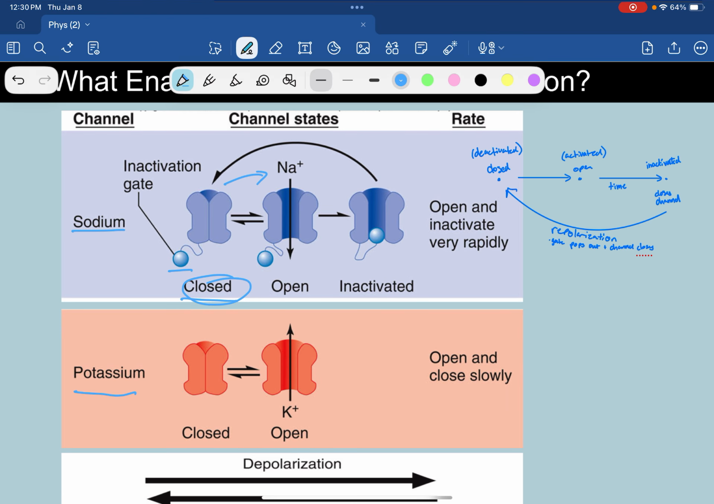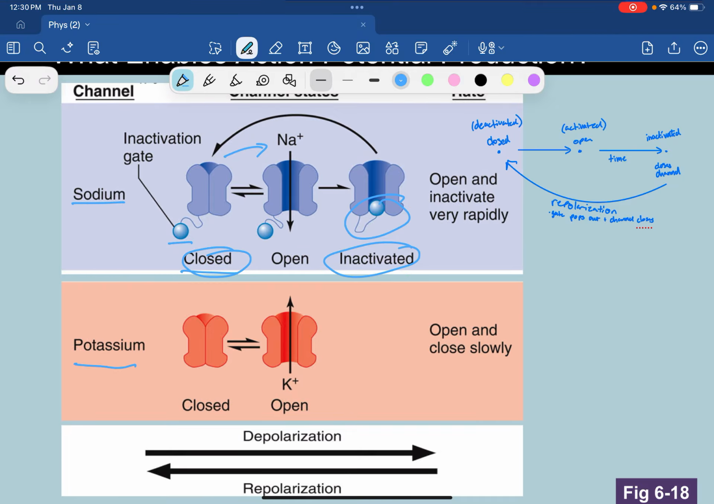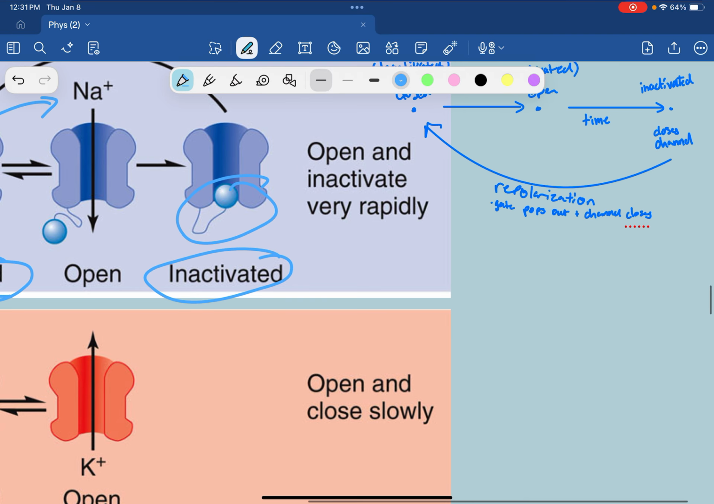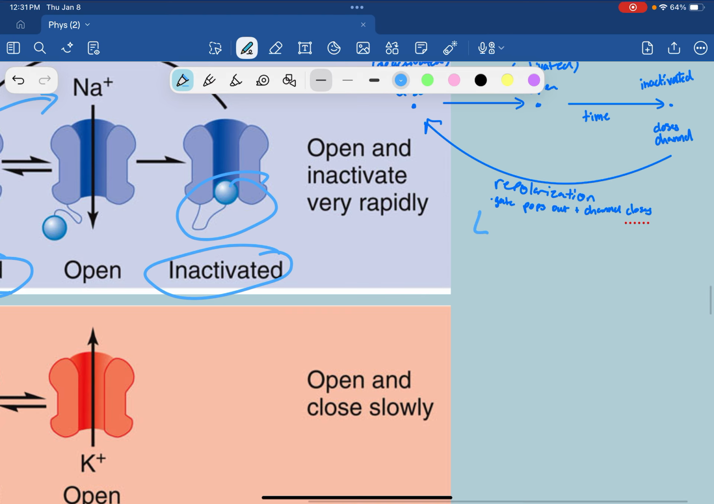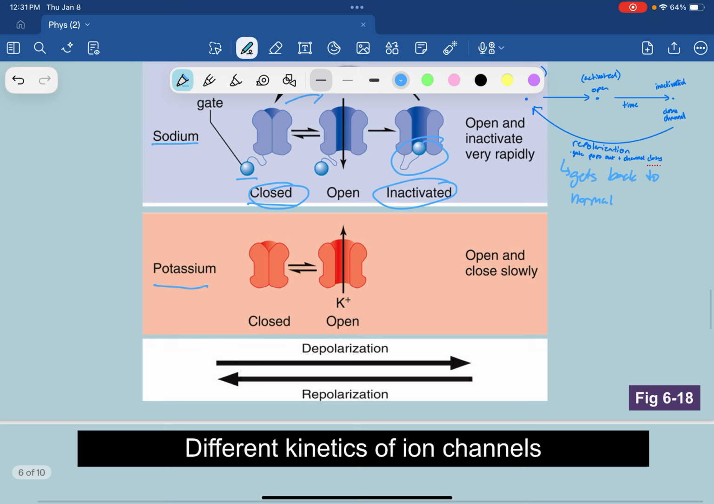Then it gets inactivated, where that ball and chain just sits right in the channel so nothing else can come through. We call that inactivated. To be able to go back to our closed state, it has to have repolarization. Right here I wrote that's where that gate pops out and the channel closes, so that gets back to normal. And down here we have our potassium, which is a little different. It doesn't have that inactivation gate. It is just either open or closed.